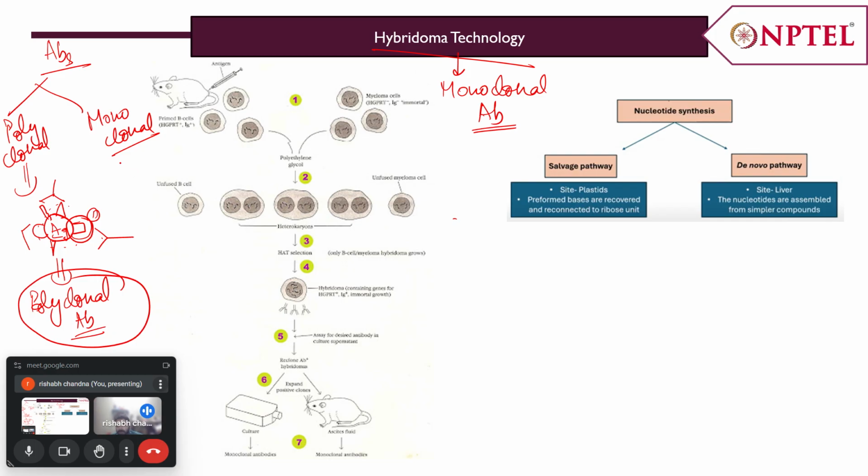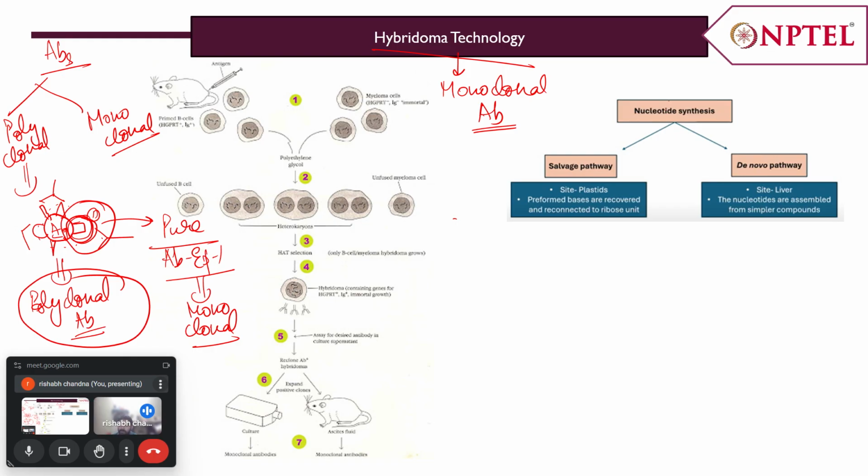Now if we want antibody against epitope 1 only, and we get a pure antibody against epitope 1, then that is called a monoclonal antibody, because it is only against epitope 1 of this particular antigen. So am I clear with the difference between polyclonal and monoclonal antibodies?